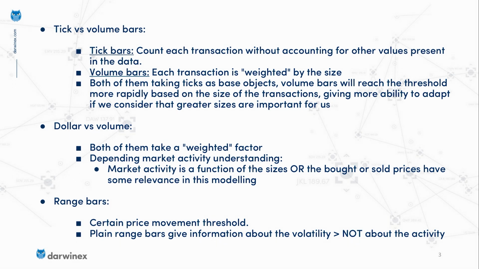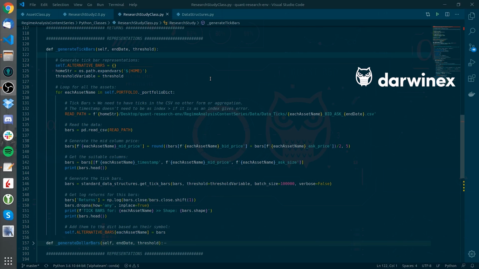Other bars that I also personally know about are range bars, which are created on a certain price movement threshold. Plain range bars give information about the volatility, but not specifically about the activity that is happening. Let me stop here with this type of bar so that I can develop further when I revisit these tutorials some time forward. Let's get back to the code.